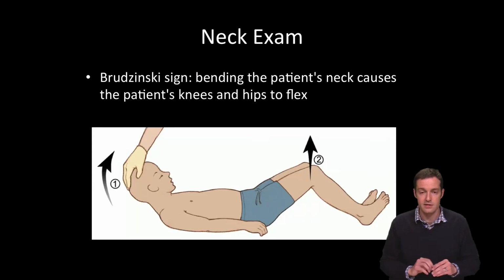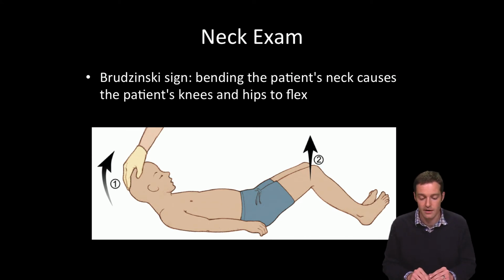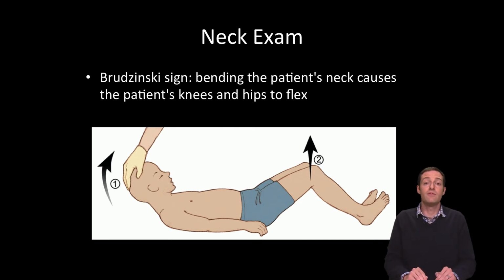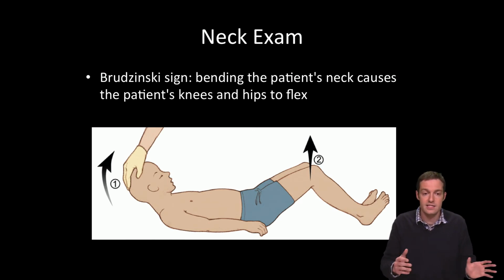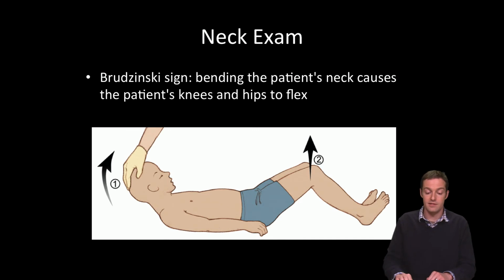Now there's two different traditional signs we look for to confirm nuchal rigidity. It's the Kernig and Brudzinski signs. The Brudzinski sign, as you can see in the slide, involves bending the patient's neck, flexing the patient's neck. With that bend, you put some traction on the meninges, causing some stretch, and the patient will involuntarily bend the knees in an attempt to alleviate some of that tension. So it's a spontaneous knee and hip flexion, and that's what we call a positive Brudzinski sign.